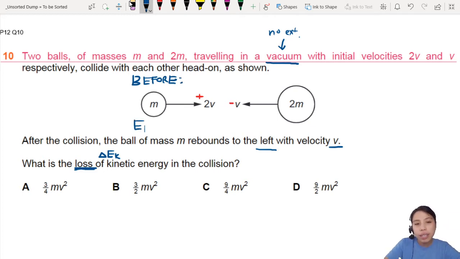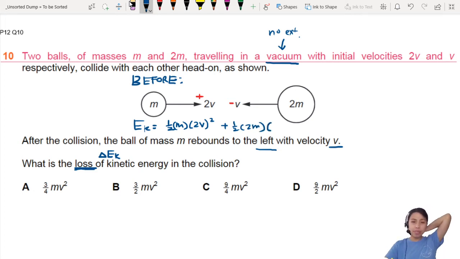You can calculate it. Your kinetic energy before will be half m, which is the first one, times 2v squared, plus the other ball, which will be half 2m times v squared. The negative sign, you can put, but energy doesn't care which direction you're going. As long as you're moving, you have energy, so you can ignore the negative. If you want to put it in, sure, it'll be squared away anyway. So this is the kinetic energy before collision. How much is that value? Grab a calculator. That'll be 2 plus 1, which is 3 mv squared. Okay.